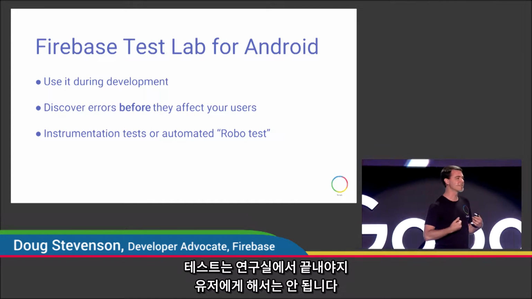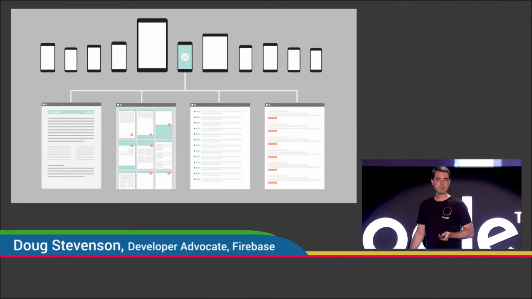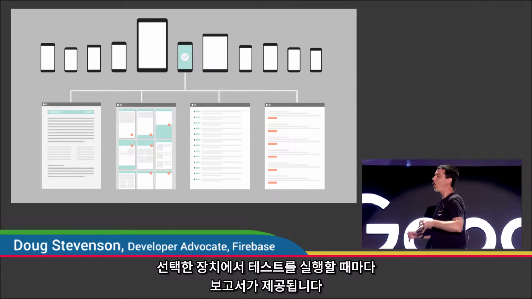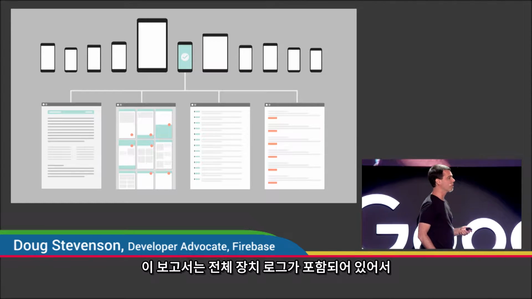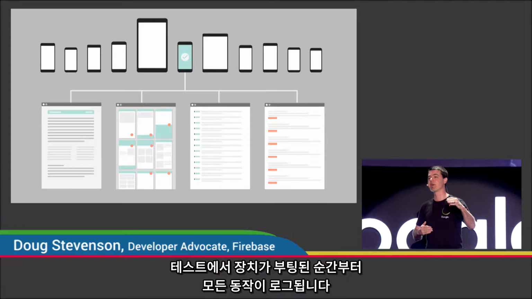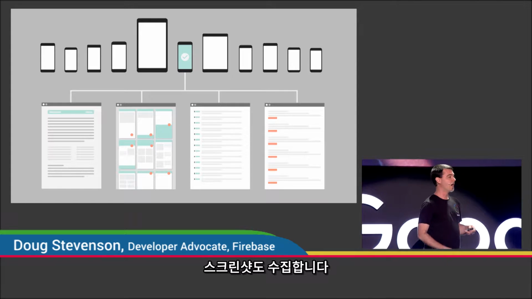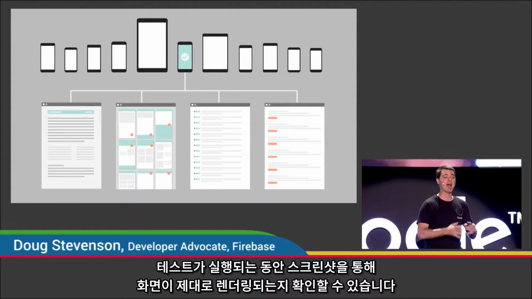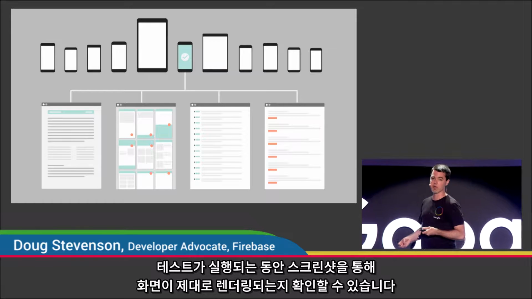In Test Lab, we like to say you should test in the lab and not on your users. So every time you run a test on every device that you select to run on, you receive a report. And this report contains a complete log on the device. So from the moment the device booted all the way through your test, you will know everything in that log. It will also collect screenshots. So as the test runs, you can get screenshots to see if all of your screens are rendering properly.